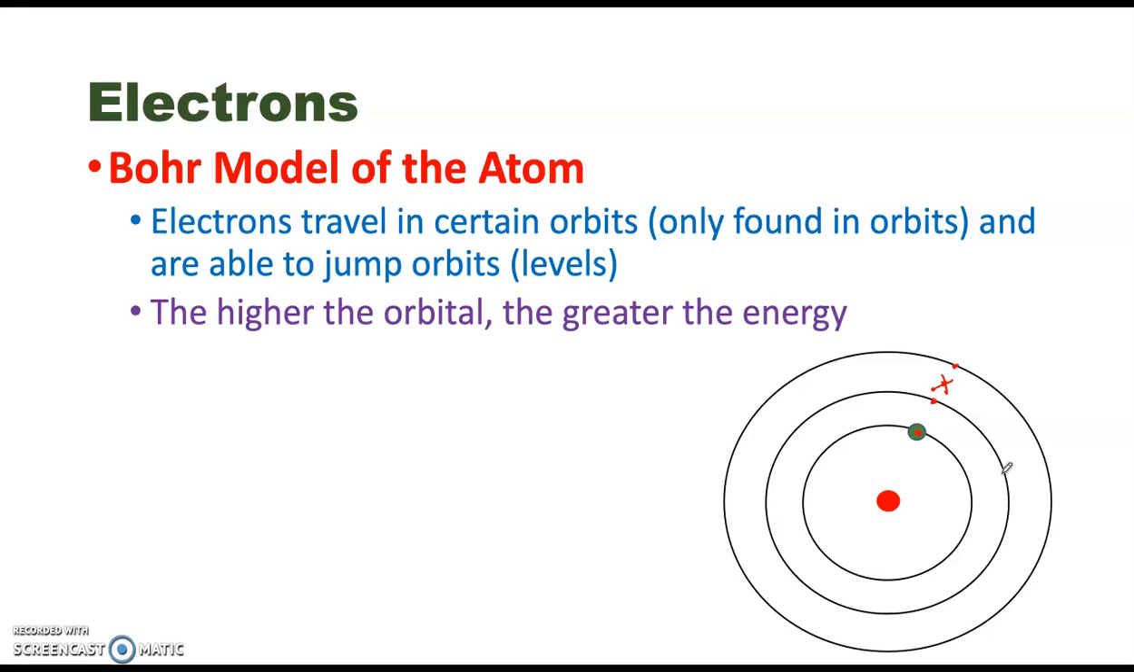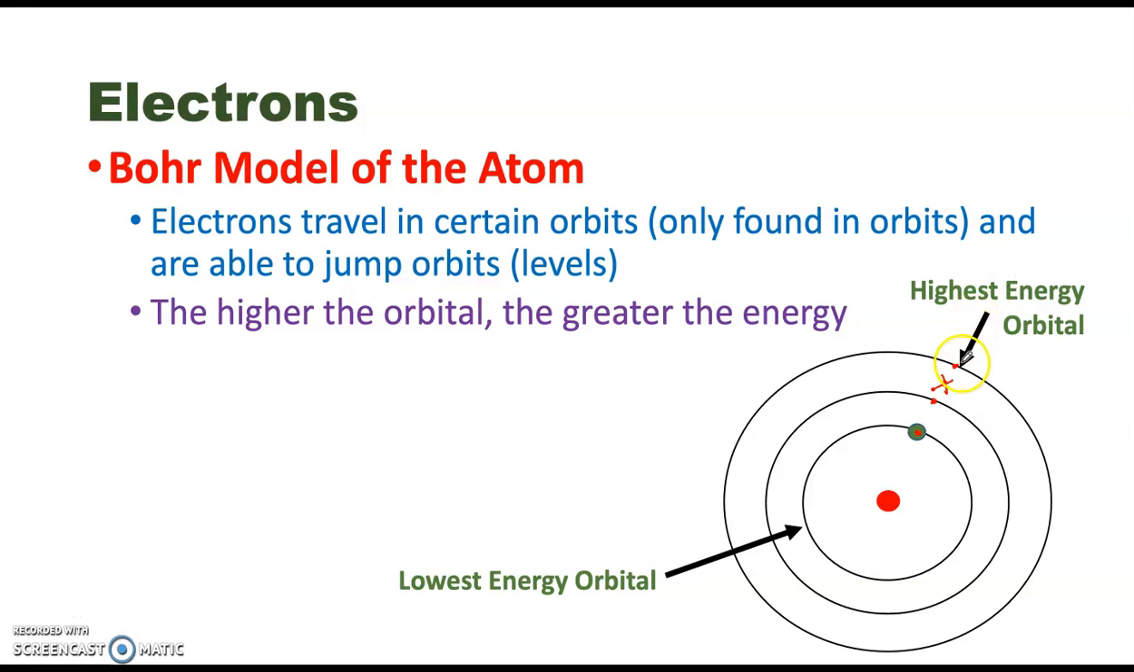Now, the higher the orbital, the greater the energy. So the highest energy orbital is further away from the nucleus. The lowest energy is the closest to the nucleus. The closer you are to the nucleus, the lower the energy, because the electron is being pulled in to the positive nucleus, right? The electrons are negative, so it's being pulled in. So the closer it is, the lower potential energy. It takes energy to pry the electron away from the nucleus. So think higher potential energy as you move out.